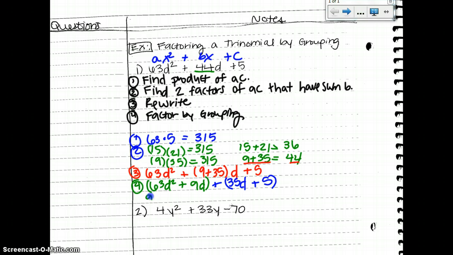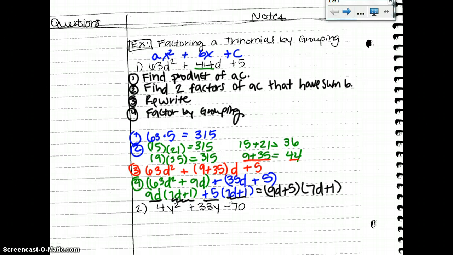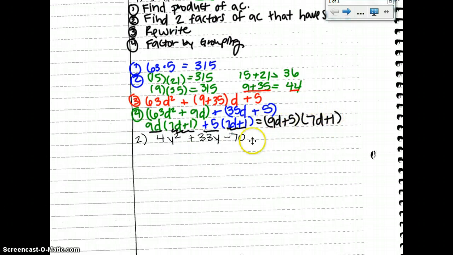Let's pull out a 9d of this first set. We get 7d plus 1. Second one, let's pull out a 5. 7d plus 1. This then simplifies down to 9d plus 5. Remember, we're adding those leftovers times the quantity 7d plus 1. So we have this 7d plus 1 in common. And that is our final answer, what I wrote in black.